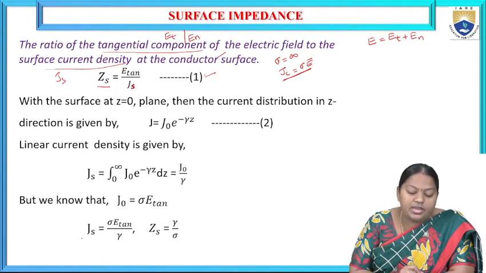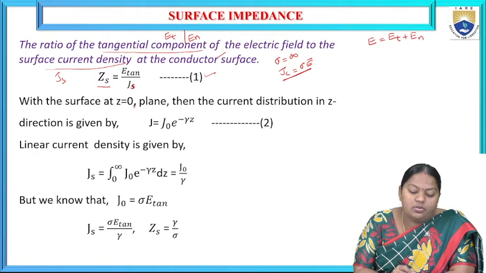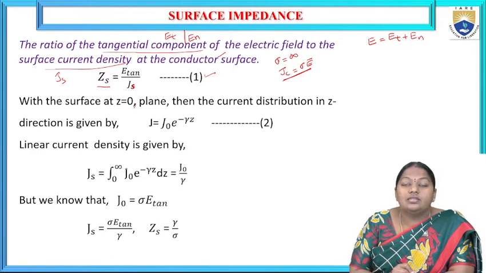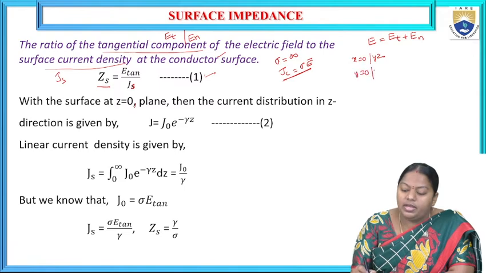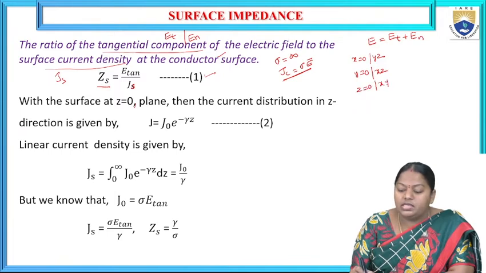Next, with the surface at z equal to 0 plane. So at z equal to 0 plane, which plane are we supposed to consider? The XY plane, right? How do we identify planes? x equal to 0 plane is also called the YZ plane. y equal to 0 plane is also called the XZ plane. Similarly, if z is equal to 0, we consider the XY plane.